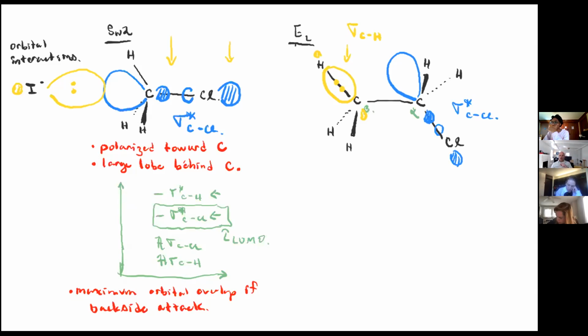This is what we call the stereoelectronic basis, the electronic interaction that requires a particular spatial orientation of your groups. It's the stereoelectronic basis for the anti-preference in the elimination. That CH bond is going to be dumping electrons into sigma star in the transition state.